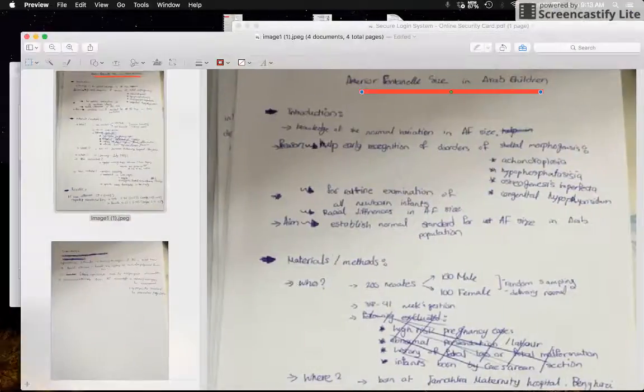Okay, Athera, sorry I've taken so long to mark this. I really do apologize. Anyways, interior front now size of Arab children. Let's see how you did here.